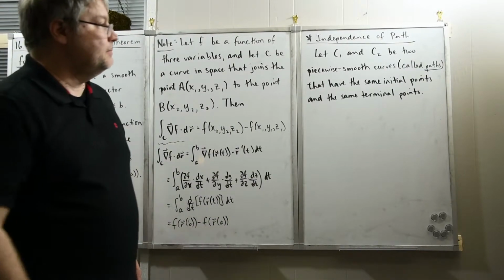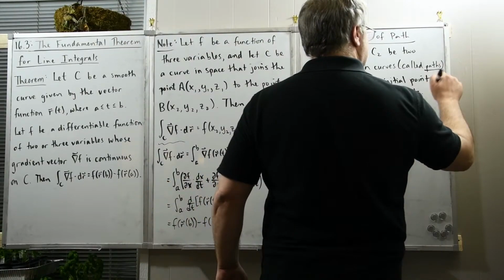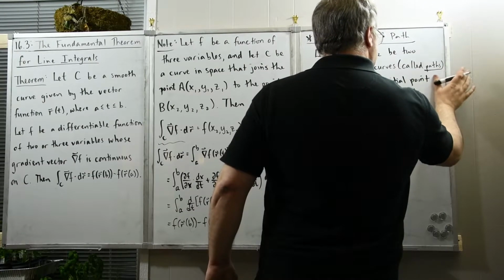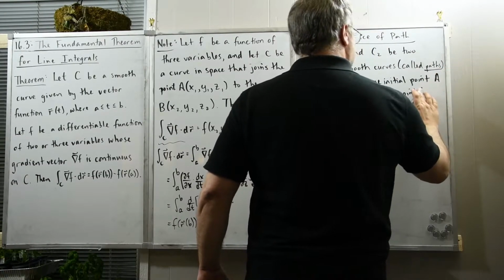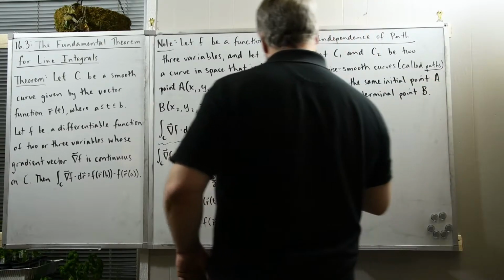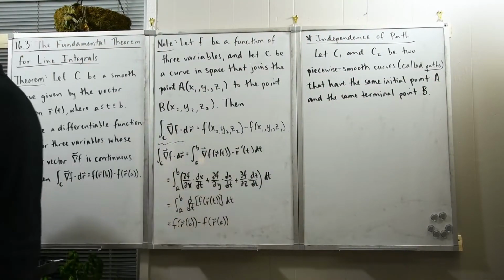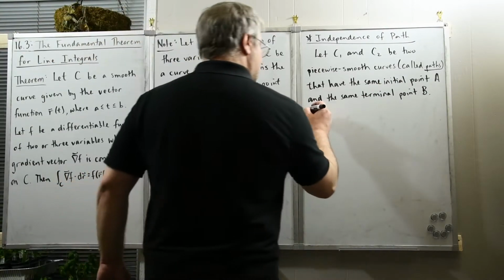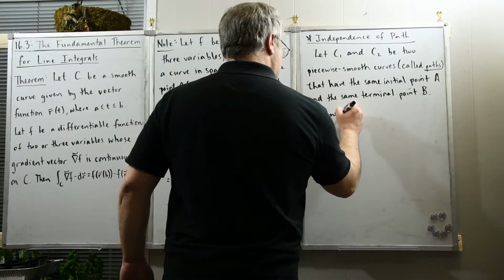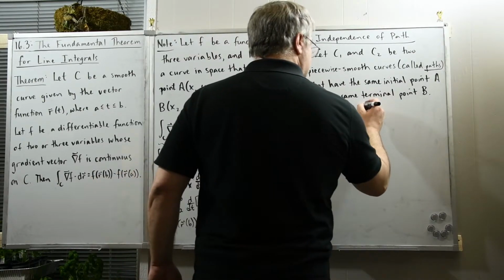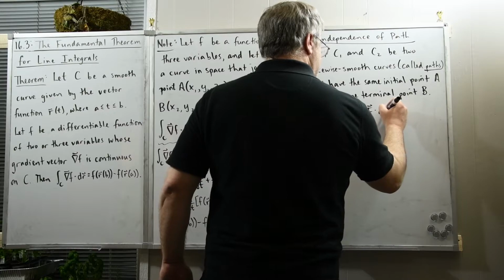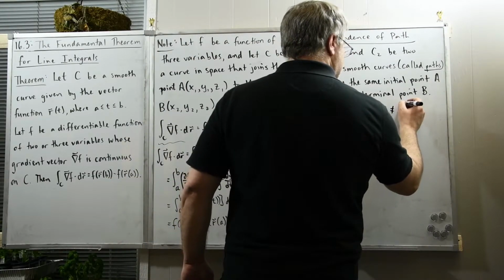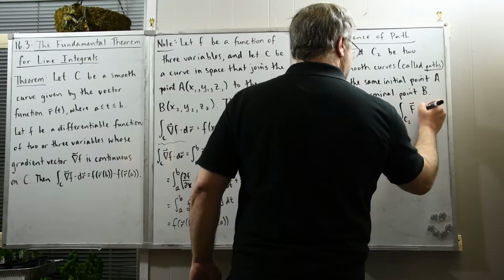And so maybe we'll say same initial point A, and let's give these names. Same initial point A and same terminal point B. Okay. So one of the things we saw in the previous section is that in general, if you take the line integral of f along C1, it's not going to, in general, be the same as the line integral of f along C2.